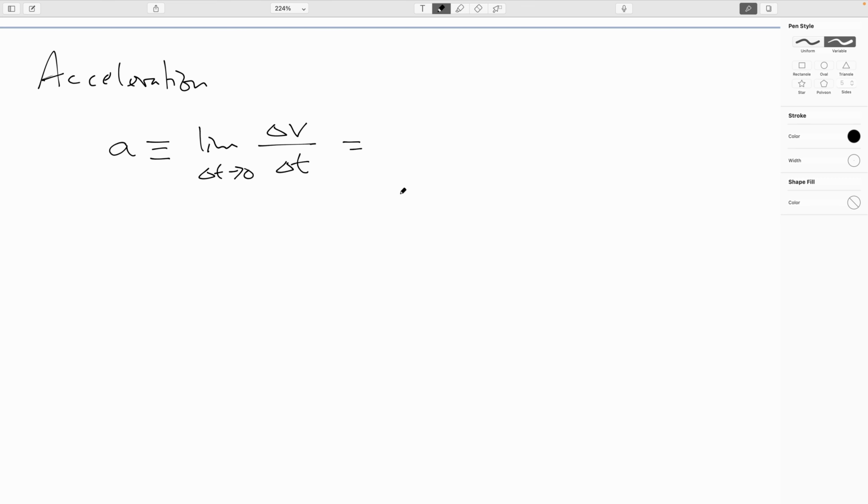So this is a derivative. So we could also write this as dv dt. So the units here, this is meters per second. I'm dividing by seconds, so the units here will be meters per second per second. We usually write that as meters per second squared.